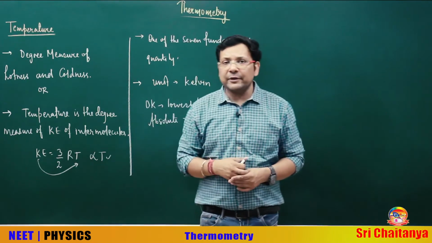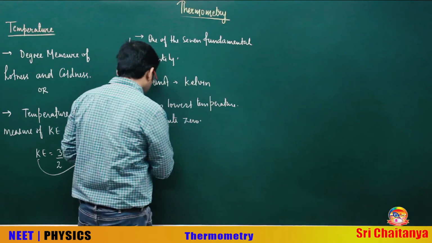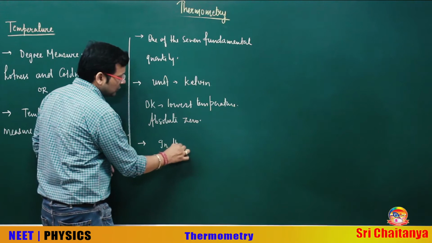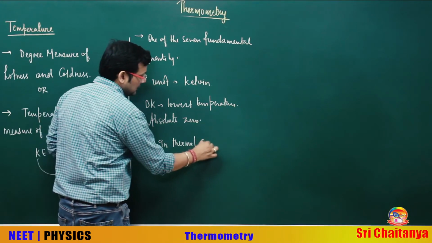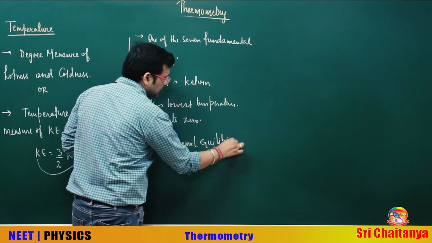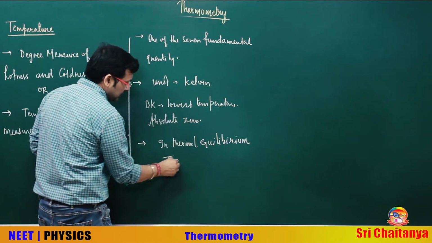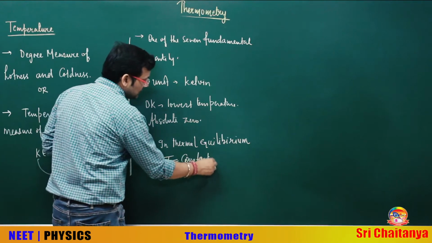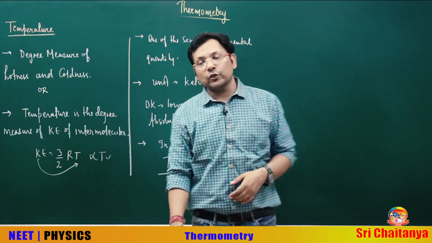Next point for temperature: in thermal equilibrium, temperature is equal. In thermal equilibrium, the zeroth law applies. When we talk about thermal equilibrium, we say that temperature is constant. Temperature is not changing, temperature is constant. So this is the case of thermal equilibrium.